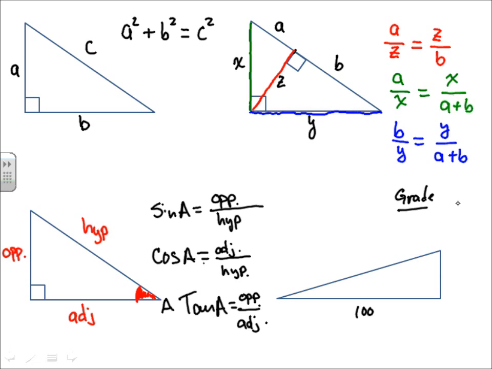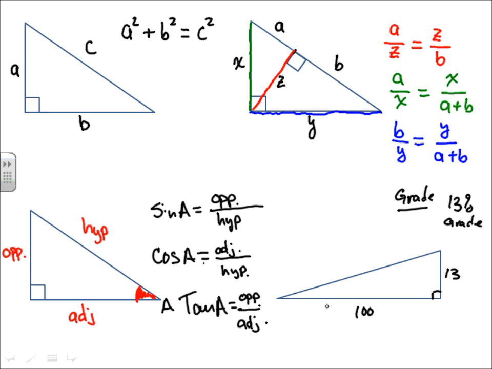And if you're told, for example, that you have a 13% grade, what that means is, in this right triangle, for every 100, let's say it's 100 yards, every 100 yards horizontally traveled, there's going to be a change in elevation of 13 yards. So for each 100, there's a change of 13.